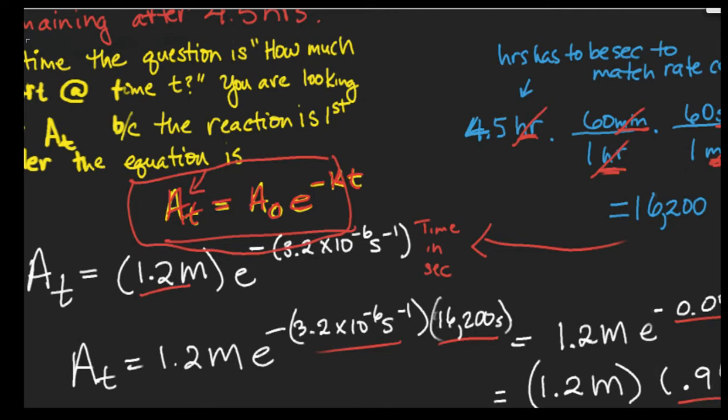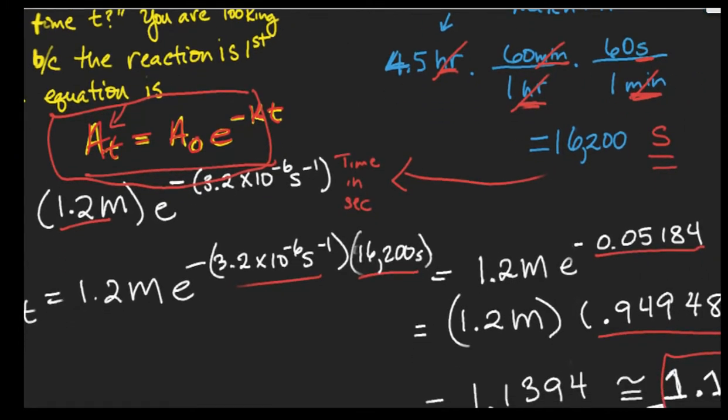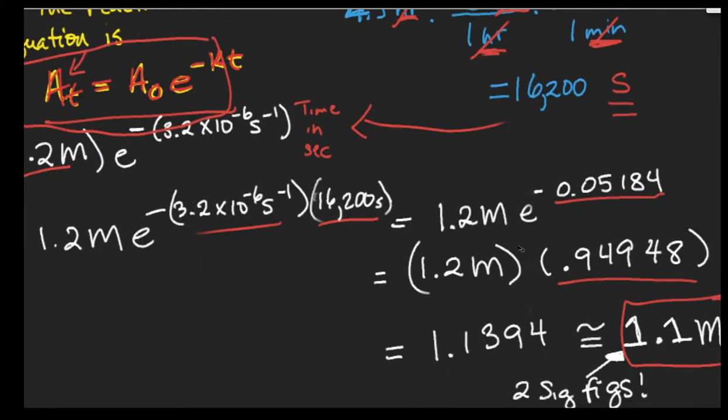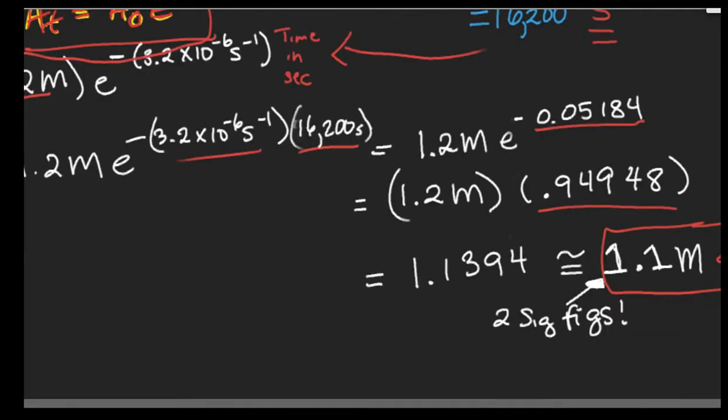And you hopefully aren't one of those people that just plugs all that into a calculator. There's too many little sources of error there. I like to do it a little bit by bit, so multiply these two here, you should get that. And then after you take e to the negative 0.05184, you should get this number here, then multiply it to get that. Since 1.2 was 2 sig figs, I went ahead and rounded it down to 1.1 because that 3 is less than a 5. And that's basically it.